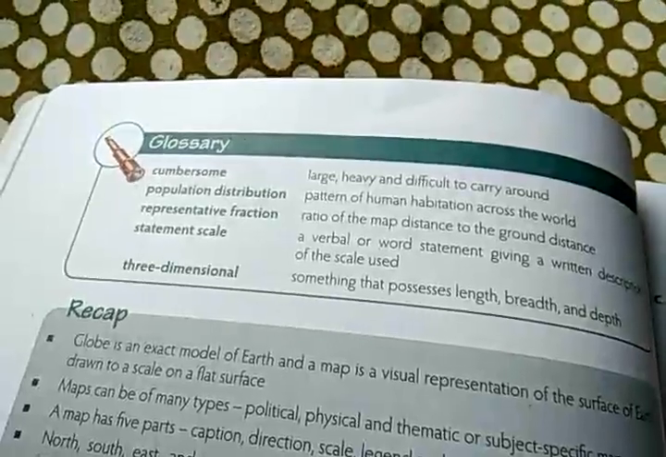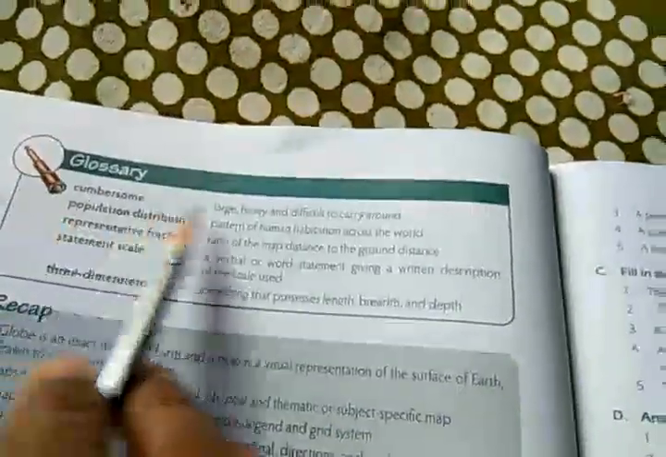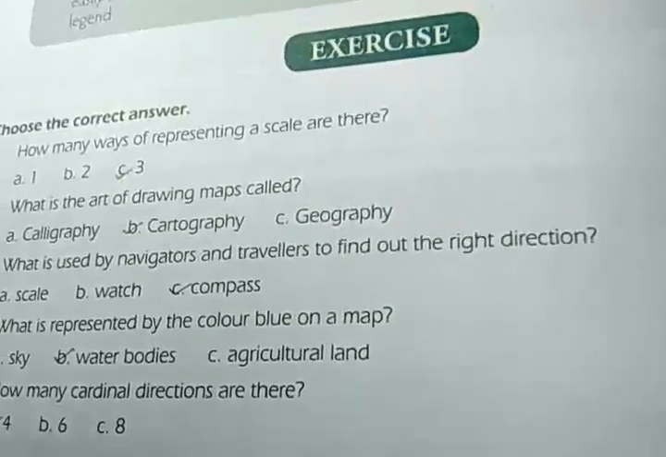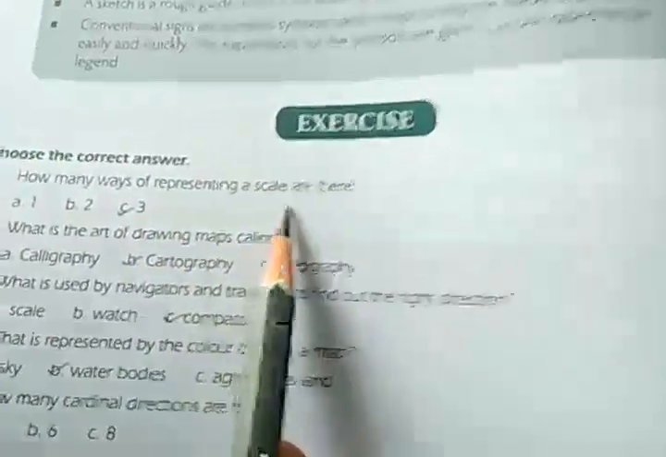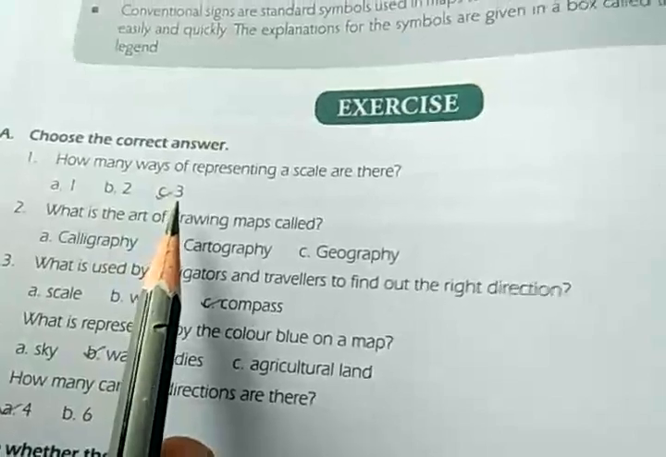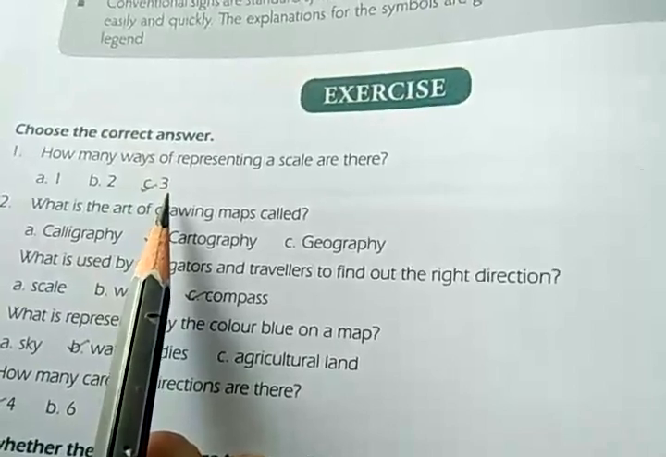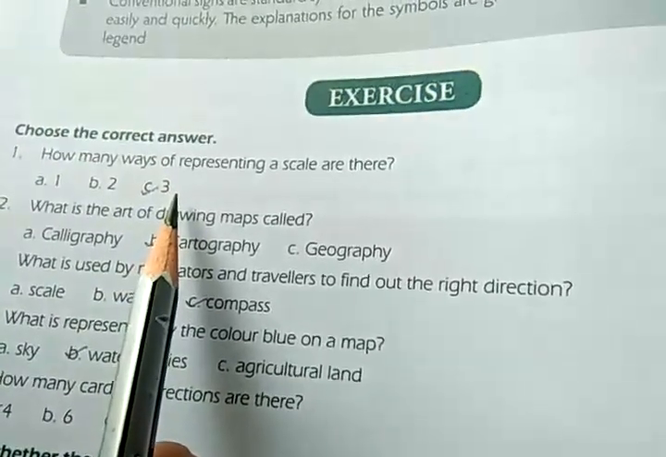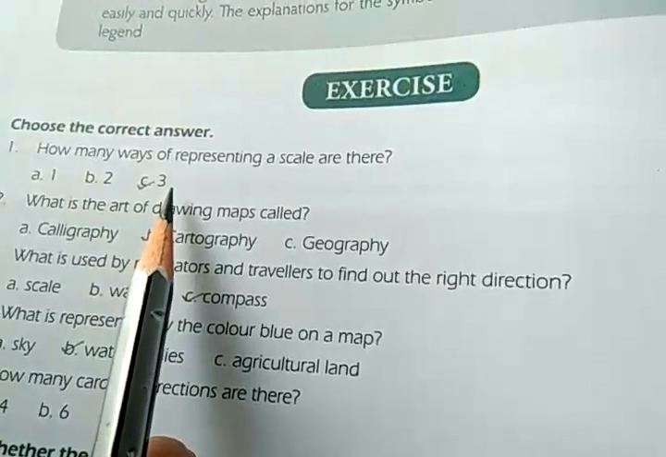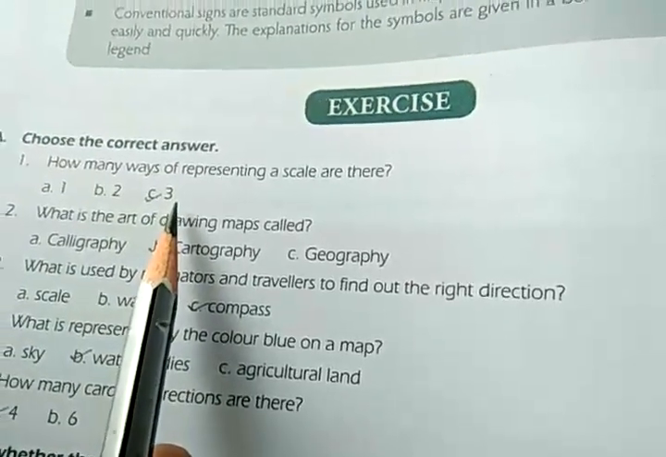This glossary is given over here. It is very important. You have to learn these points. Then in the exercise we will see the choose the correct answer, that is multiple choice questions. How many ways of representing a scale are there? The answer is 3. There are 3 ways to represent a scale. What are the 3 ways? Do you remember? Yes, verbal scale, representative fraction scale, and linear scale.